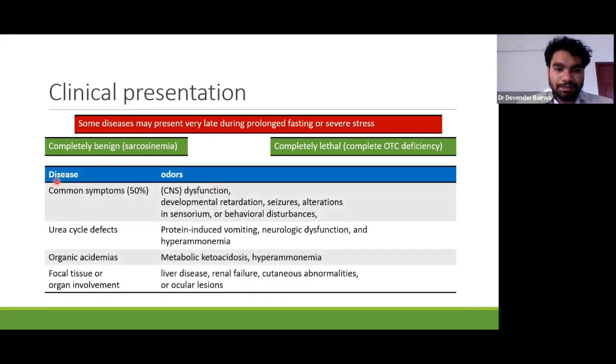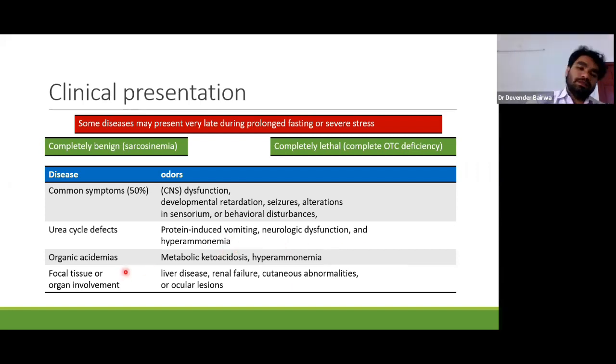So what are the other presentations? Common symptoms seen in 50% of patients of these diseases are severe neurological dysfunction, developmental retardation, seizures, alterations in sensorium, or behavioral disturbances. Patients with classical urea cycle defects generally present with protein-induced vomiting. We know that when somebody eats protein, protein is metabolized to ammonia, and ammonia is metabolized to urea in the liver. So if somebody's urea cycle is defective in the liver, they cannot handle protein. That's why when they ingest protein, they develop protein-induced vomiting. At the same time, they also develop neurological dysfunction and hyperammonemia.